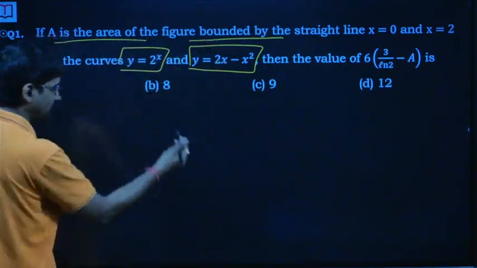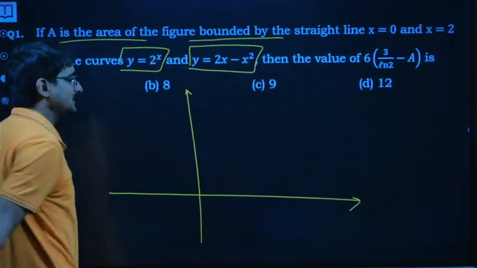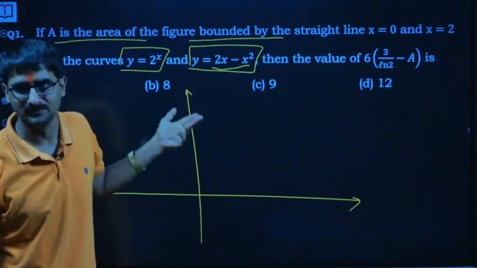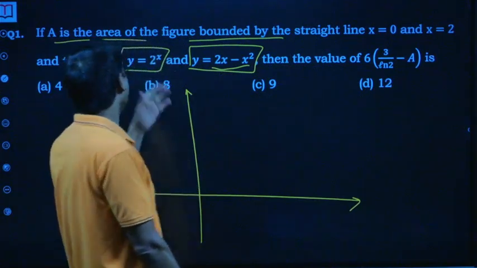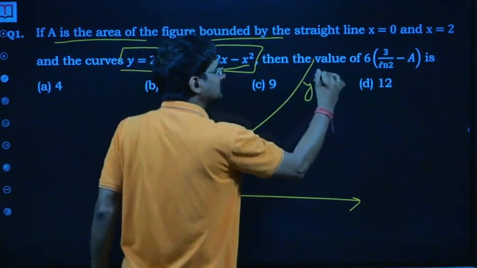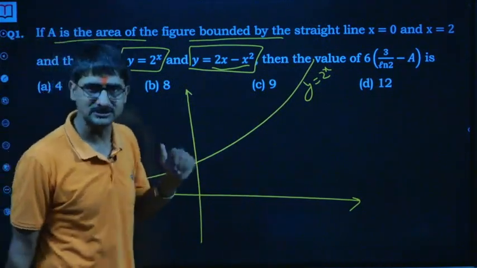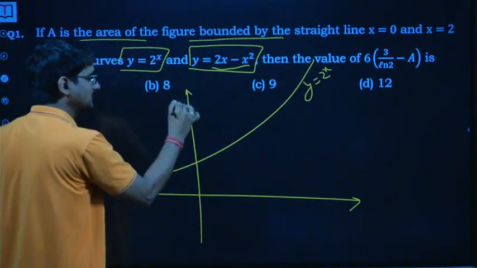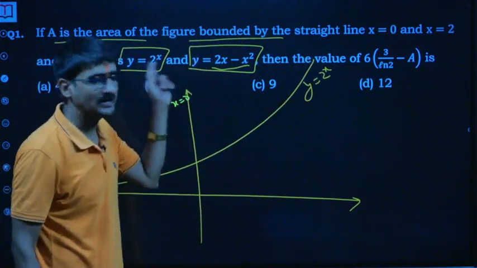For that, of course, we have to draw the curves. So y equal to 2x minus x squared is a quadratic curve, a vertical parabola that opens down, because the leading coefficient is negative. And this we all know is the exponential function's curve. Now we need to find the area of the region bounded by the y-axis, which is x equal to 0, somewhere here the line x equal to 2, and then these two curves.